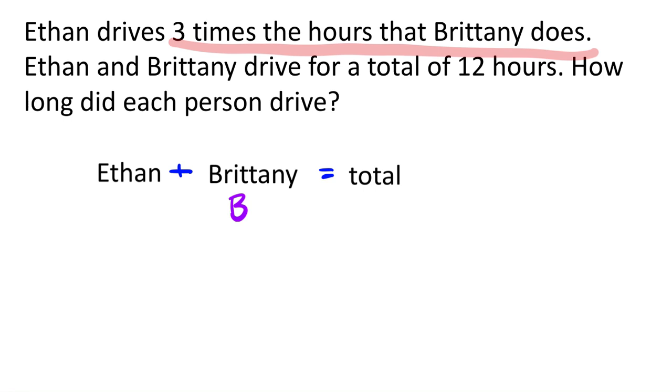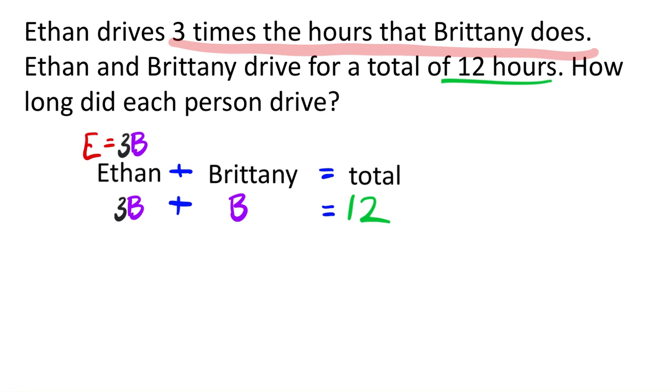Now, you could write that as an equation itself. You could say, well, Ethan is the same as Brittany, but that would be Brittany times 3. So maybe I should fix that a little bit, right? Because it is Brittany's hours. But we would then multiply that by 3, like this. So instead of writing Ethan out, I'm going to take this 3 times Brittany's and put that in as Ethan's hours. Because then when I add that to Brittany's actual hours, I get a total, and the total, they said, was 12 hours.